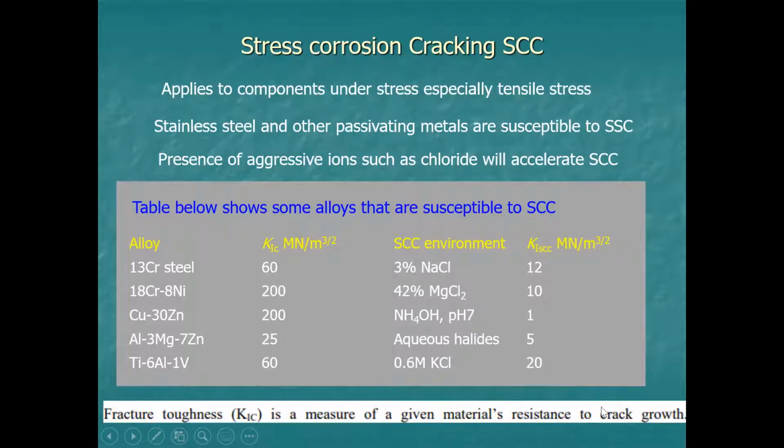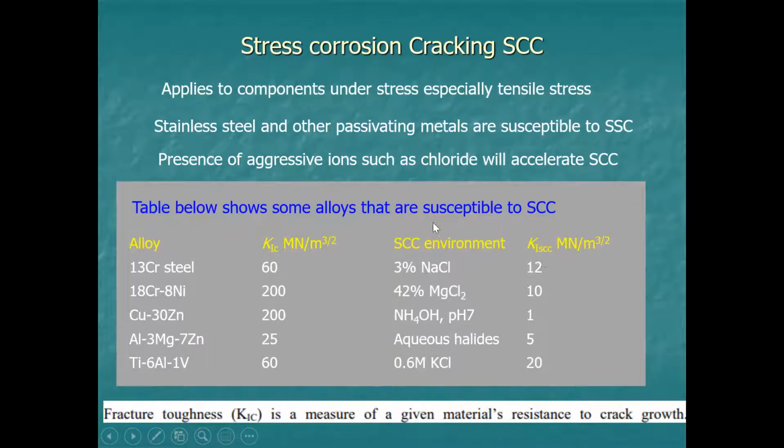I put a bit of a definition down here. Fracture toughness is a measure of a given material's resistance to crack growth. In other words, the bigger the number, the more resistant it is to cracking. So clearly that's important when we talk about stress corrosion cracking. This is a quantification of how good the metal might actually be. But the value does depend on the environment it's in. So in air, it might have these values, but in a stress corrosion environment, which are these solutions here, it could be a much lower value.